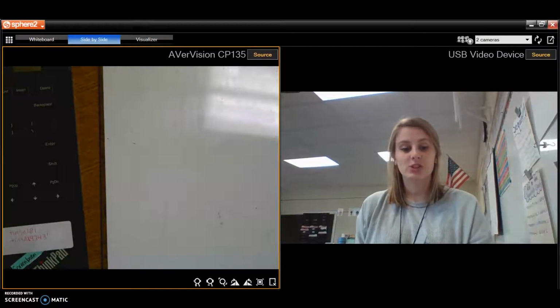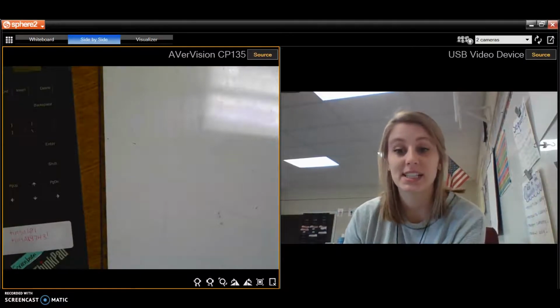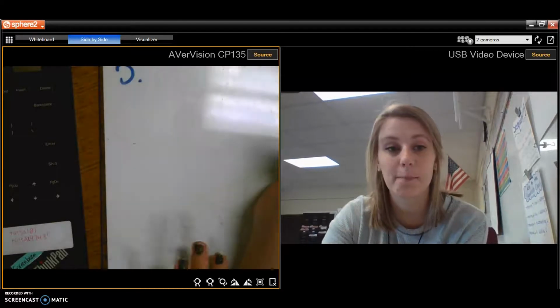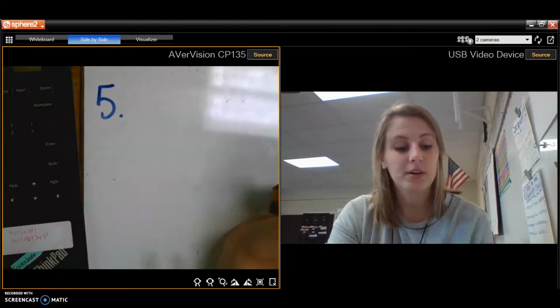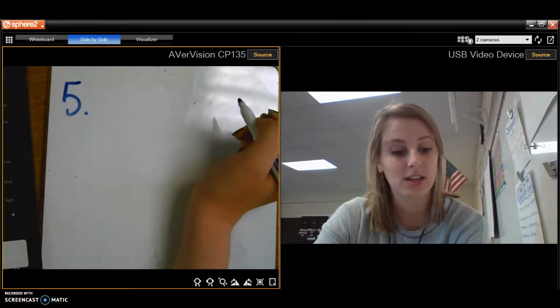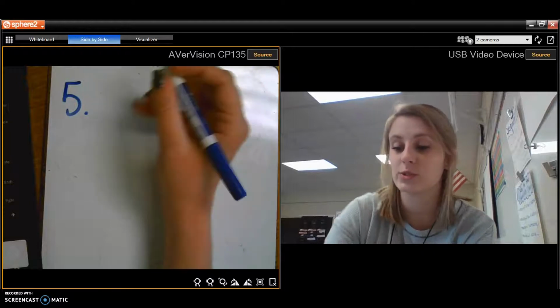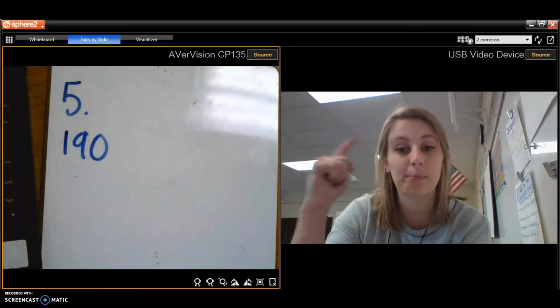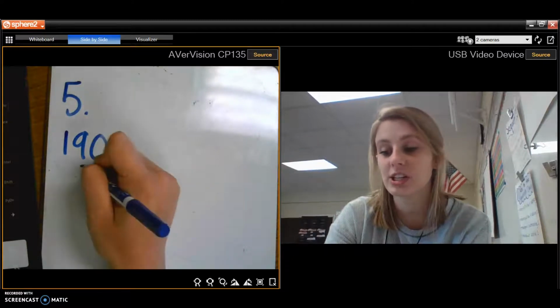Our next page, you should flip over and go to page 68. The only one we're doing on page 68 is number 5. Number 5 says, Jeff starts at 190 and counts by tens. What are the next 6 numbers Jeff will say? Our first number is 190. We know that when we're counting up by tens, the number that's changing is our tens place.